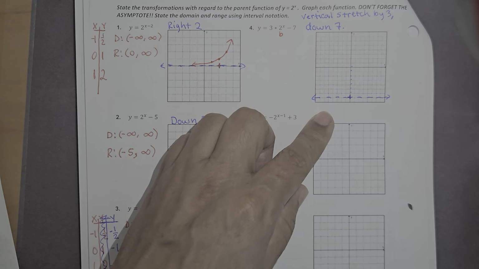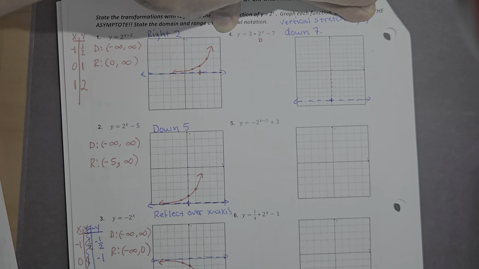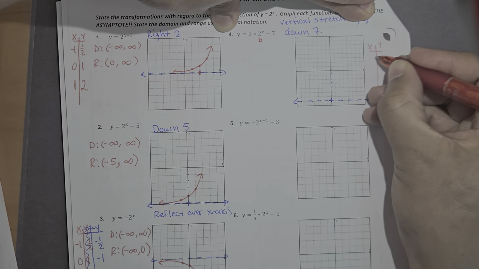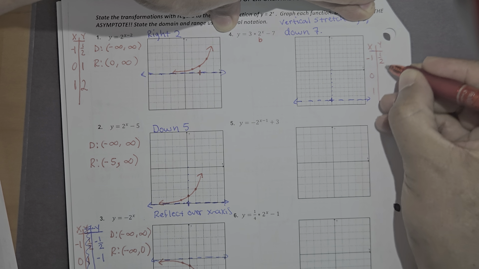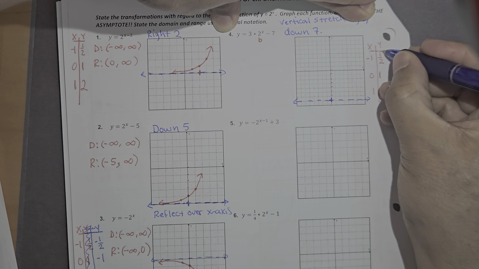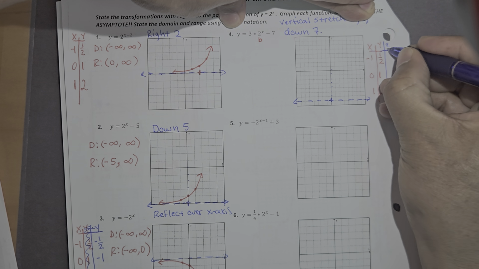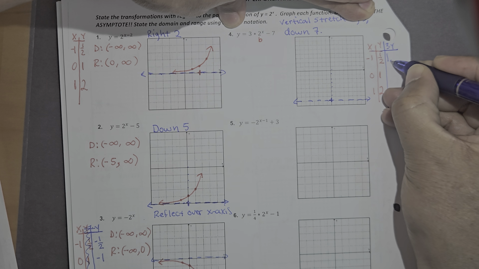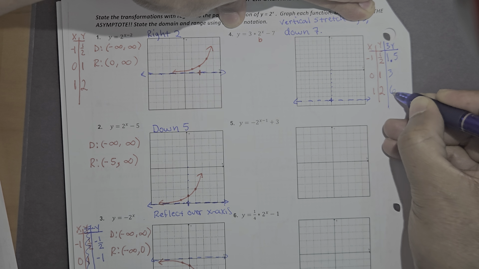From here, I need to change the table because I have a 3 in front of the base. So I'm going to copy that table from the parent function. x, y: -1, 0, 1. Y is 1/2 when x is -1, y is 1 when x is 0, and y is 2 when x is 1. Now take the y values and multiply them by that value of 3. So 3 times the y values. 3 times 1/2, I'm going to write this in decimal form. So that's the same as 3/2, which is 1.5. 3 times 1 is 3, and 3 times 2 is 6.